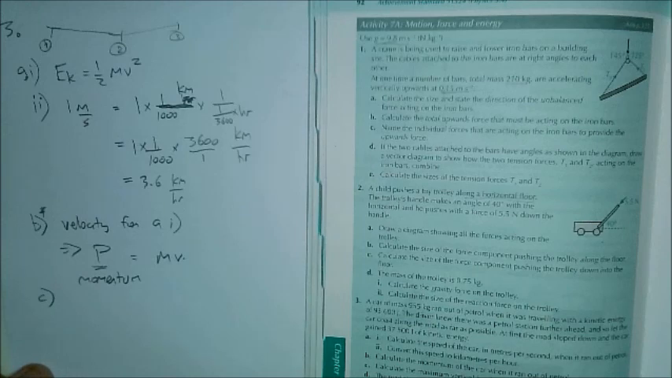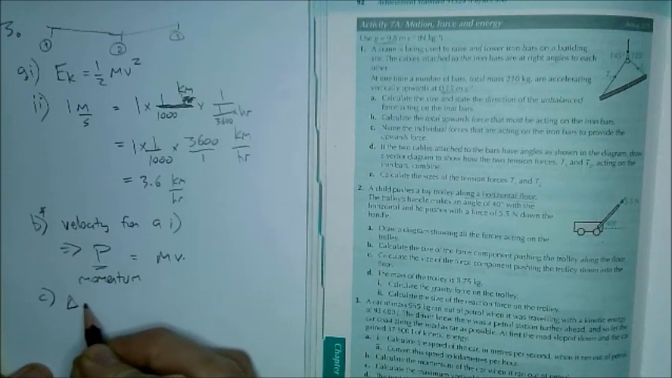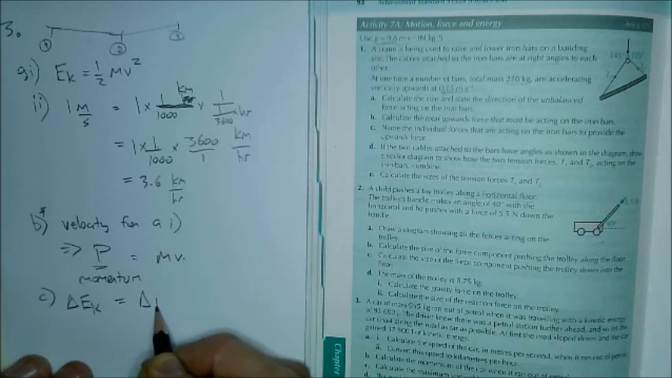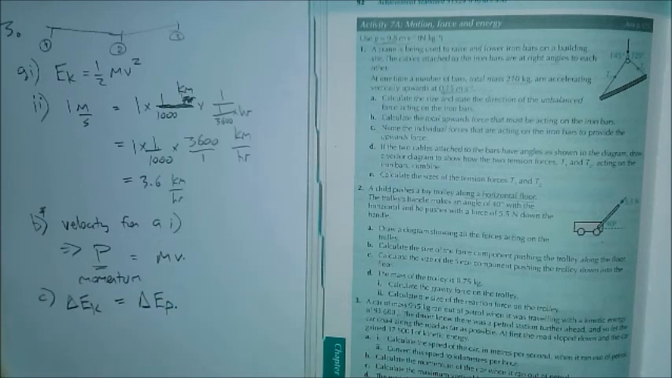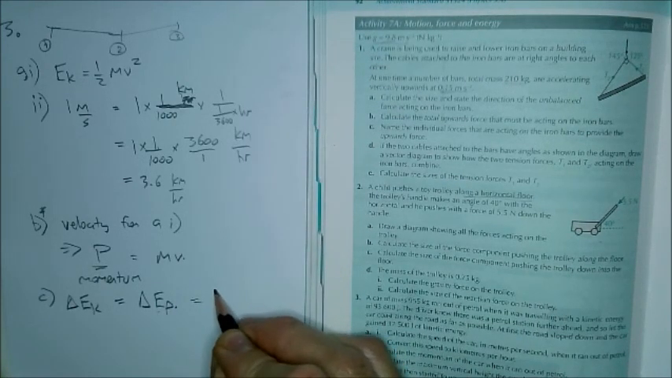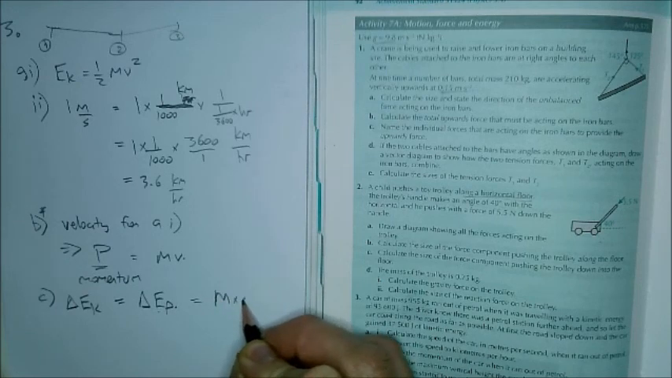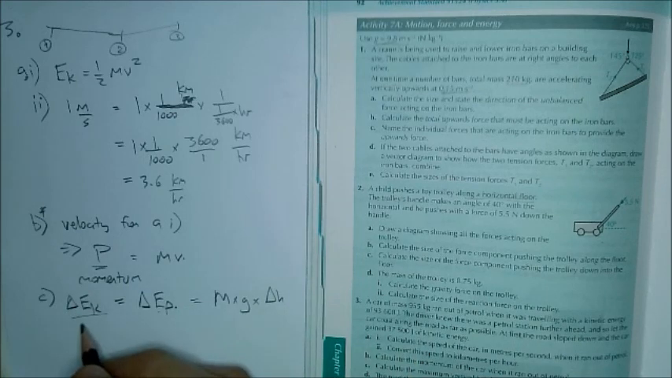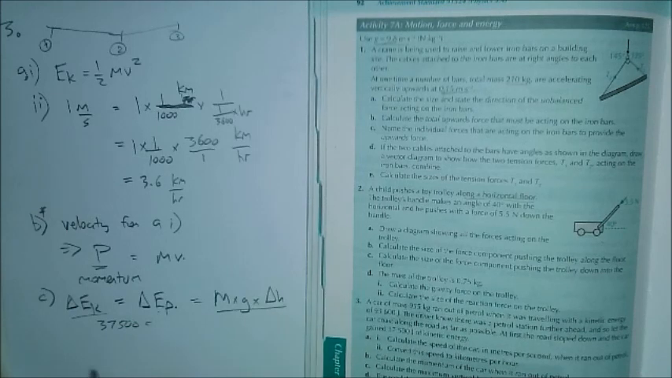In any case, what we're going to do here is assume that there is a change in kinetic energy and that is equal to a change in potential energy, which is usually true. In this case, delta EP equals m times g times delta h, the change in height. So the change in kinetic energy here is given in the question. At first the road sloped down and the car gained 37,500. So 37,500 equals this. You've got the mass, you've got the gravity, you can work out the change in height.